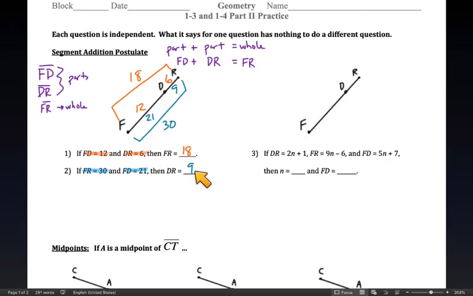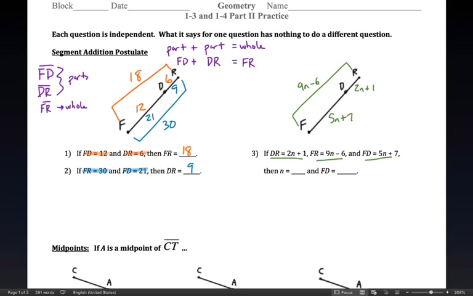I'm just doing the same question. The orange color here goes with number 1, the blue color is number 2, just using the same diagram. Number 3, same diagram, but I got variable expressions here. DR is 2n plus 1. Strongly recommend that you write that up there next to the diagram. FR, that's our whole, is 9x minus 6. And then FD is 5n plus 7.